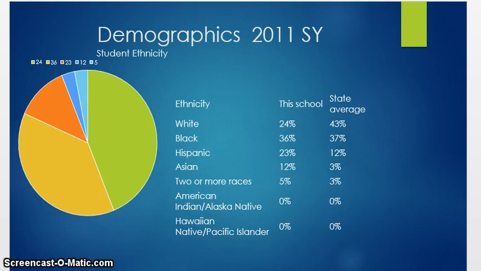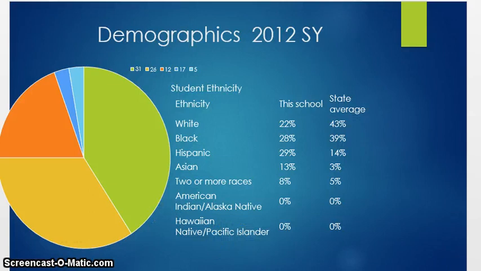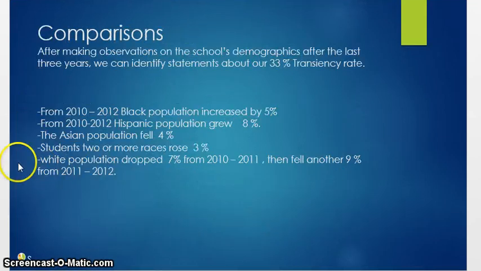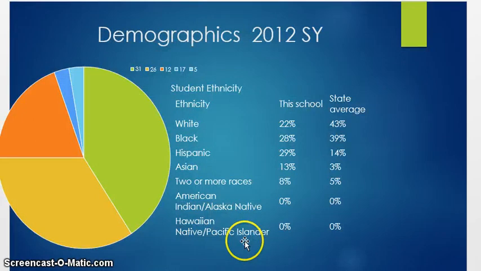Let's look at the last year's data for demographics at our school for student population based on ethnicity. Our white students are about 21% below state average. Our black students are about 11 percentage points below the state. And the Hispanic is a lot higher. It's a good percentage above the state average, almost doubled. And the Asian again have quadrupled. Two or more races seem to have almost doubled as well.